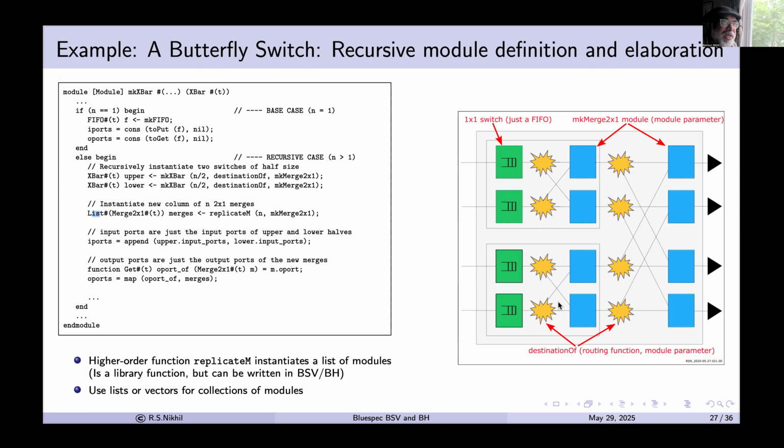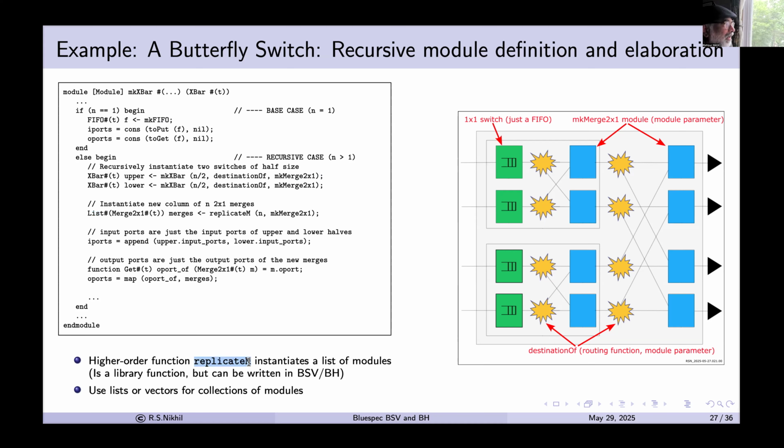Here are the two half-size switches. So those are the sub-modules of the overall module. And then, just using list appends and so on, I can collect all the input ports and output ports by appending together the appropriate things out here. So again, we are doing recursive module instantiation. You can write loops for module instantiation. Basically, you're seeing essentially the full power of Haskell being used to do circuit elaboration.